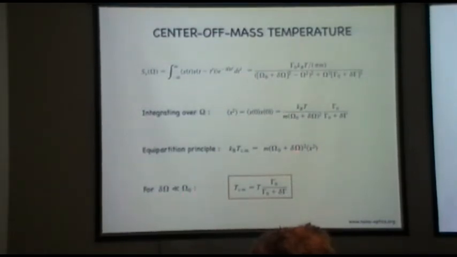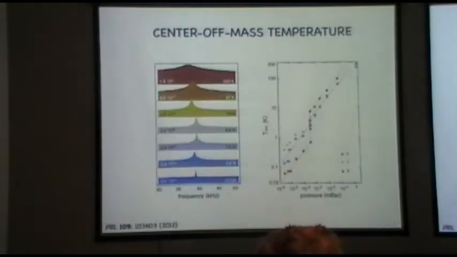Now, there is a justification why I assume that the frequency doesn't change much. You can show that this is a second order effect. To first order, the feedback affects the line width, and to second order, it affects the frequency. So that's why this is a reasonable approximation.